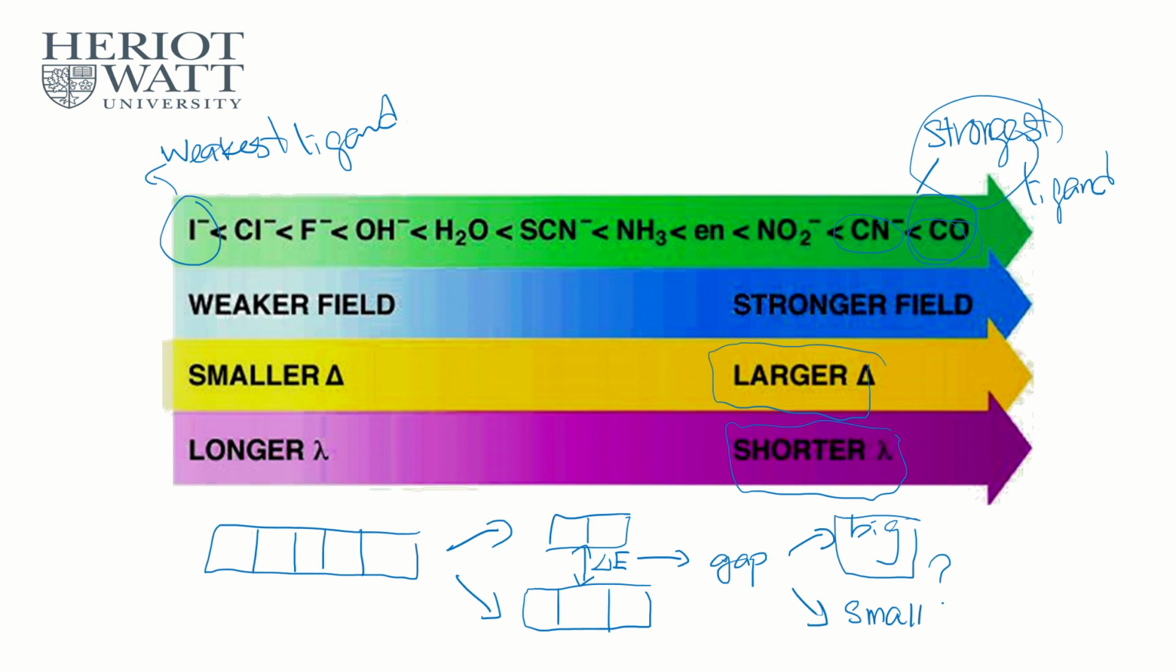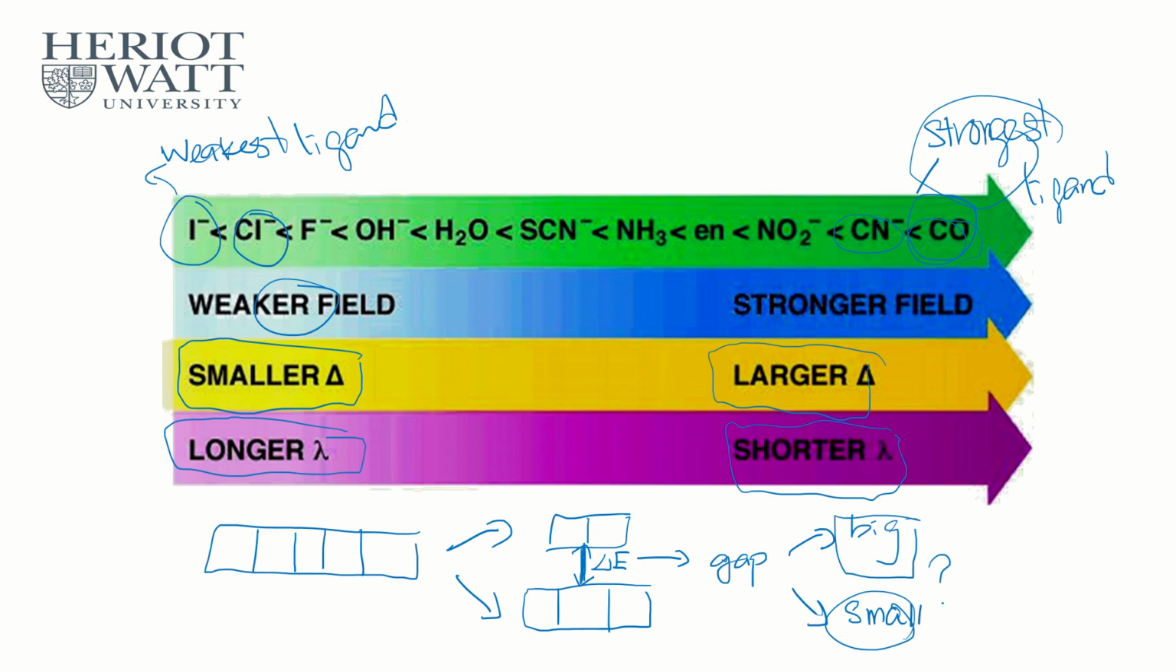Now what if we have a weaker ligand compared to carbonyl? Let's say I have chloro, weaker field, and it will give you a smaller gap. If you have a smaller gap here, they will absorb a longer wavelength light. Examples of longer wavelength light are red, yellow, orange. Okay, so this is how they absorb light based on the ligand.